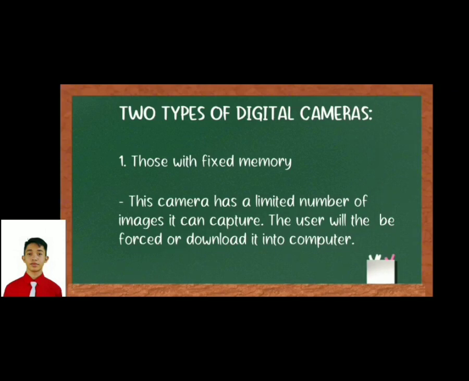Cameras with fixed memory have a built-in storage capacity for storing images. Unlike cameras with removable memory cards, the storage capacity in these cameras is fixed and cannot be expanded. Once the camera reaches its storage limit, the user must either download the images to a computer or other external storage device to free up space for more pictures. This limitation means that users need to manage their storage space carefully, especially when shooting in situations where they may capture a large number of images.